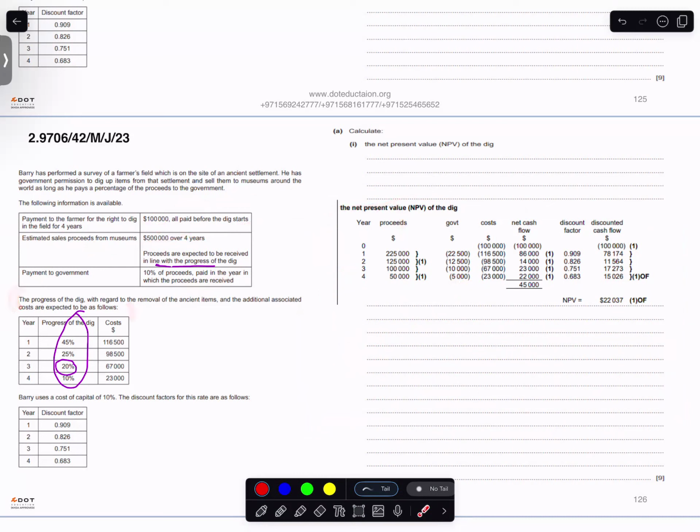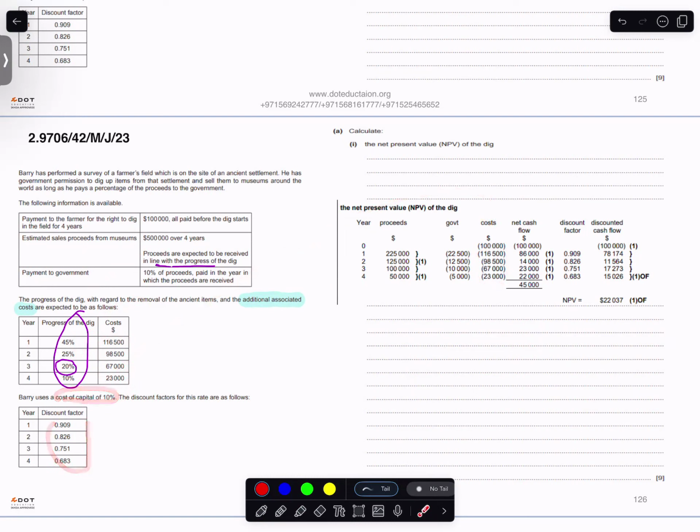The progress of the dig with regard to the removal of ancient items and the additional associated costs are expected to be as follows. Okay, so the progress of the dig is for this, and this is the additional costs. Additional associated cost, you will put in the outflow. And you have the discount factor. The cost of capital is 10%.